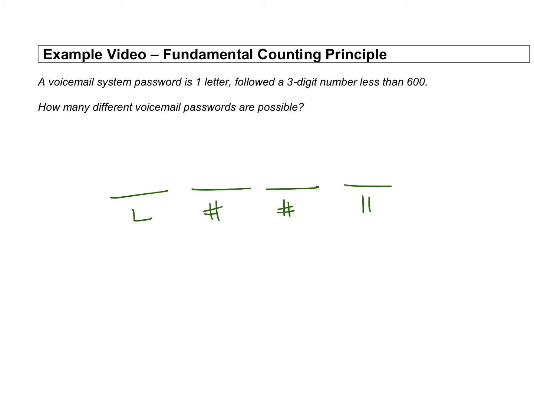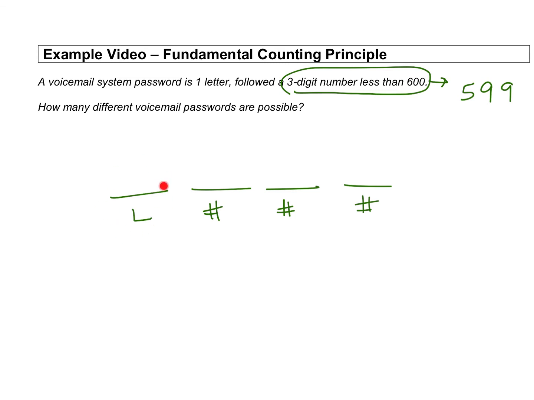So I know that these have to be numbers that are less than 600. That's honestly the part that makes this tricky, a 3-digit number less than 600. So numbers less than 600 will go all the way up to 599. So we are limited in what we can put in our number spots a little bit, and we'll talk about that. But first, let's start with the easy one.